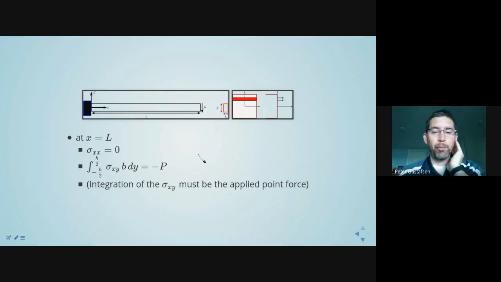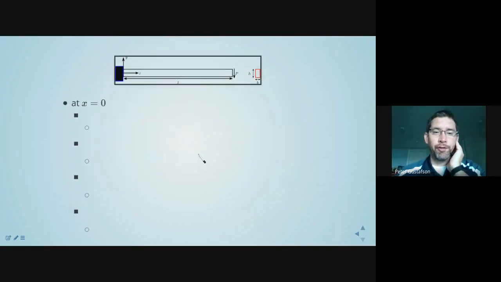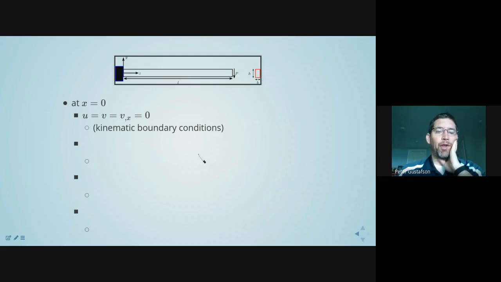Now we have yet another boundary condition, and that would be at the origin. So at the origin, what happens? Well, do we have the same boundary conditions we had in the other locations? Not quite. Is it traction free? No. We'll start with this one.